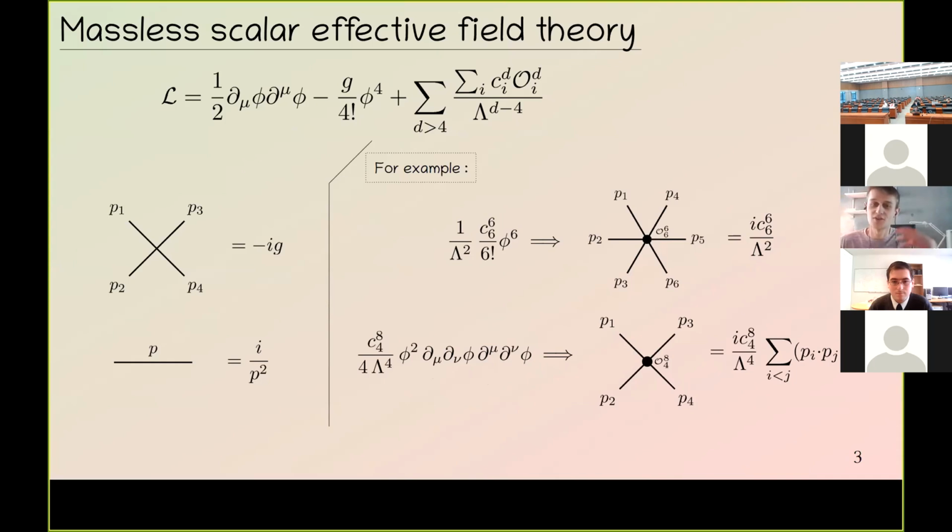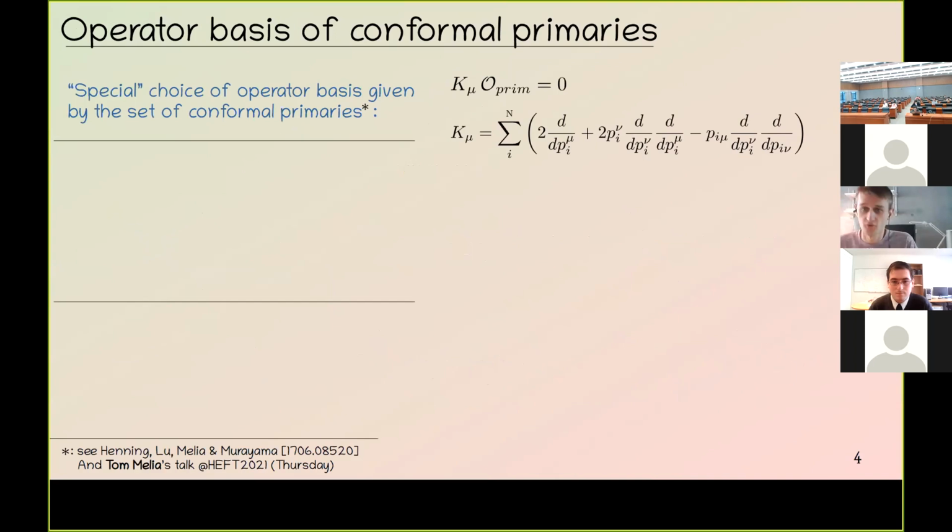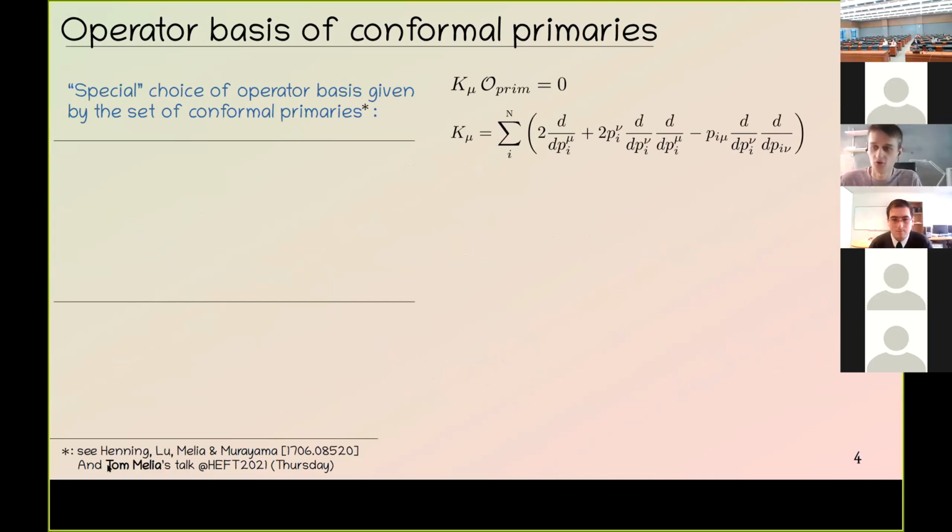And if you deal with this question systematically, you are pointed to the basis of conformal primaries. So this is done in the literature that I cite here. And in particular, also note Tom Media's talk yesterday at this workshop. So what is this basis? It's given by every operator, where I see operators as their Feynman rules, that are annihilated by this operator K, where K is the generator of special conformal transformations. So already the fact that this gives the right number of operators to form a basis is rather special.